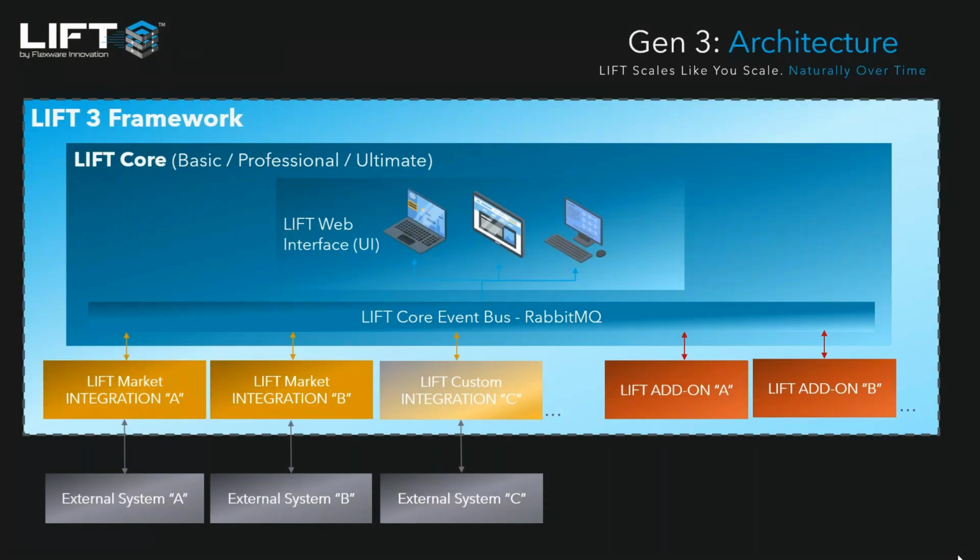So architecture. We've talked a little bit about what Lyft is and the core feature set. Let's talk a little bit about the Lyft architecture. As I said, Lyft will typically exist on a VM on your OT network. That VM is going to host the Lyft web interface, and it's going to communicate with these various integrations and add-ons through an event bus.